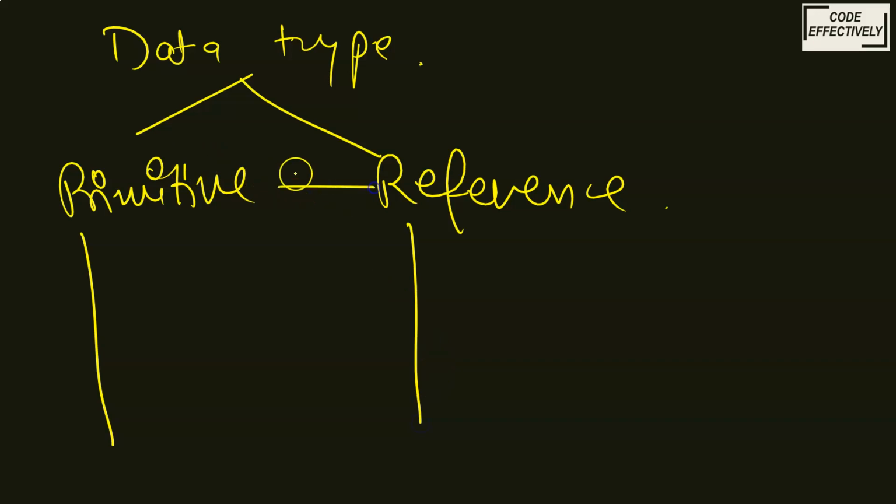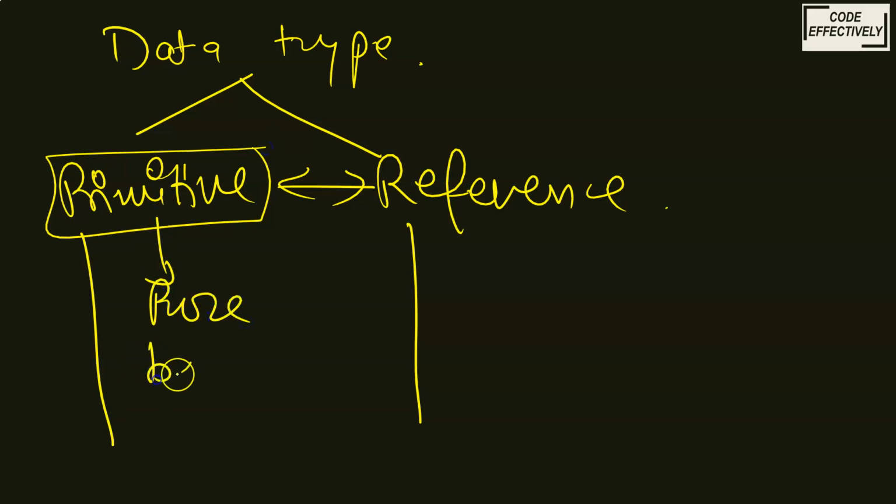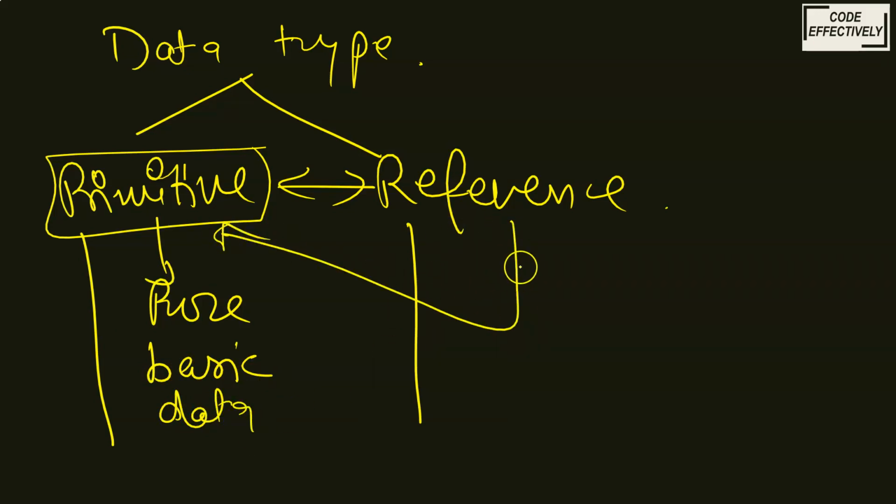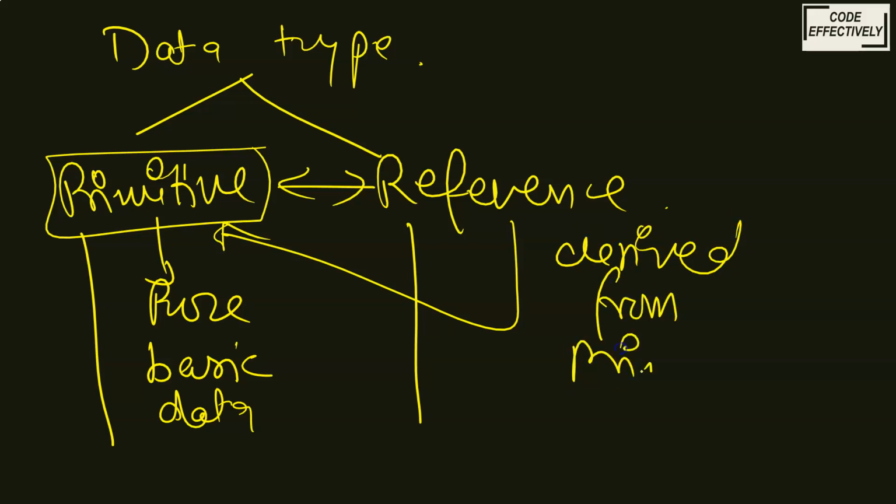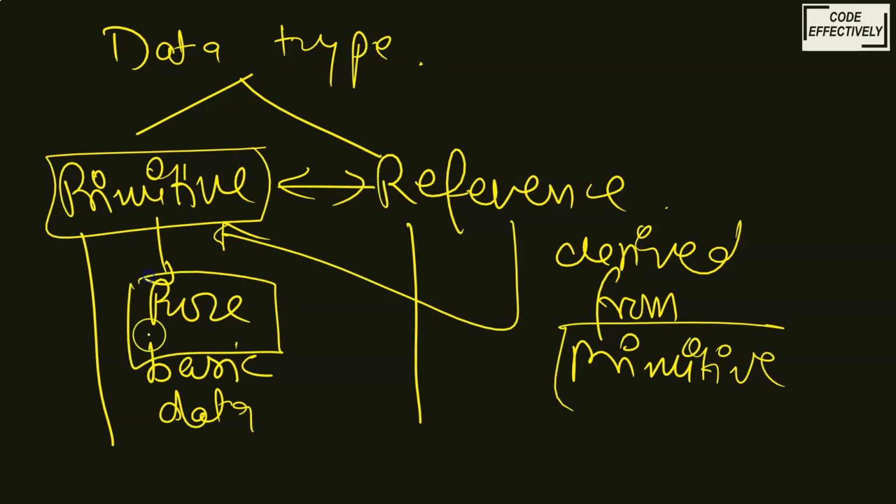The basic difference between primitive and reference is that primitives are the basic building blocks. They are the pure, basic data elements. References are made from, or derived from, the primitive data types. They are not made on their own, whereas primitive data types are pure, basic data elements that are the building blocks of a Java program. I will be discussing reference in the next video, but this video is completely dedicated to primitive data types.